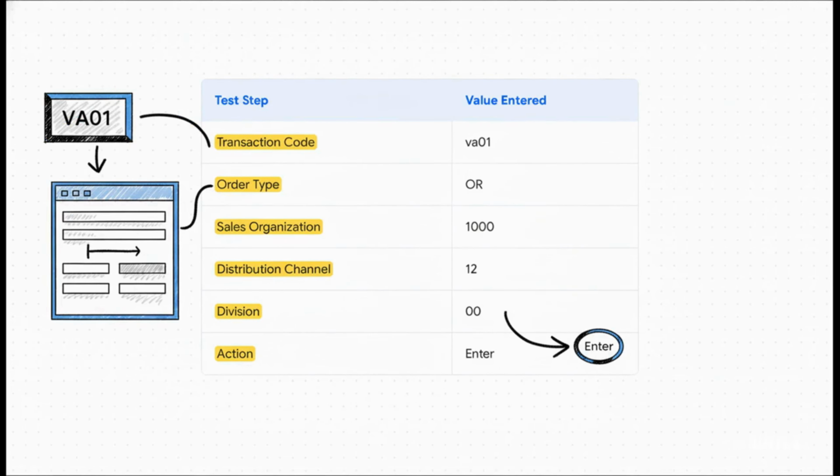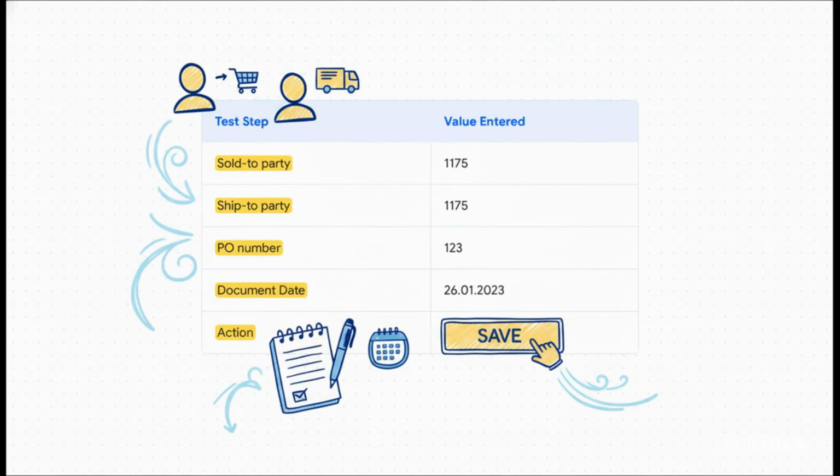So, once it's logged in successfully, the next set of instructions is absolutely crucial. The script is told, okay, use transaction code VA01, which is the direct command to create a sales order. It then fills out all the essential organizational data, order type, sales org, and so on, before hitting enter to move on.